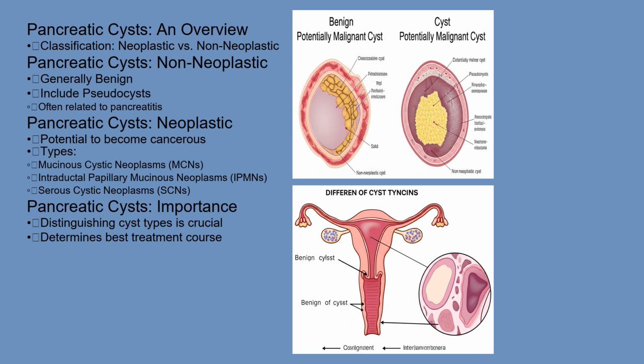Pancreatic cysts aren't all the same. They're broadly classified into neoplastic and non-neoplastic cysts. Non-neoplastic cysts are generally benign and include pseudocysts, which are often related to pancreatitis. Neoplastic cysts, on the other hand, can have the potential to become cancerous. The most common types of neoplastic cysts include mucinous cystic neoplasms, or MCNs, intraductal papillary mucinous neoplasms, or IPMNs, and serous cystic neoplasms, or SCNs. Distinguishing between these types is crucial for determining the best course of treatment.